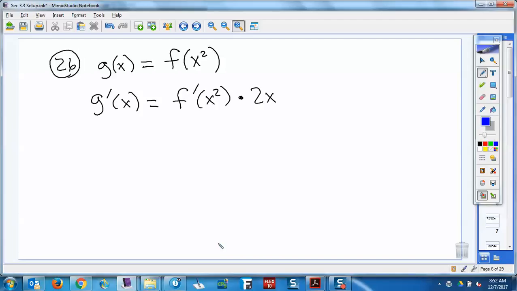Okay, so 26, you've got this F graph here, and it says G of X is equal to F of X squared. So, according to our chain rule, derivative of the outside is F prime, leave the inside alone, X squared, times the derivative of the inside, 2X. So there's G prime right there. Derivative of the outside, F prime, leave the inside alone, times the derivative of the inside. Three steps. Where does G prime equal 0? Well, either when that is 0 or when that is 0. So let's write that down.